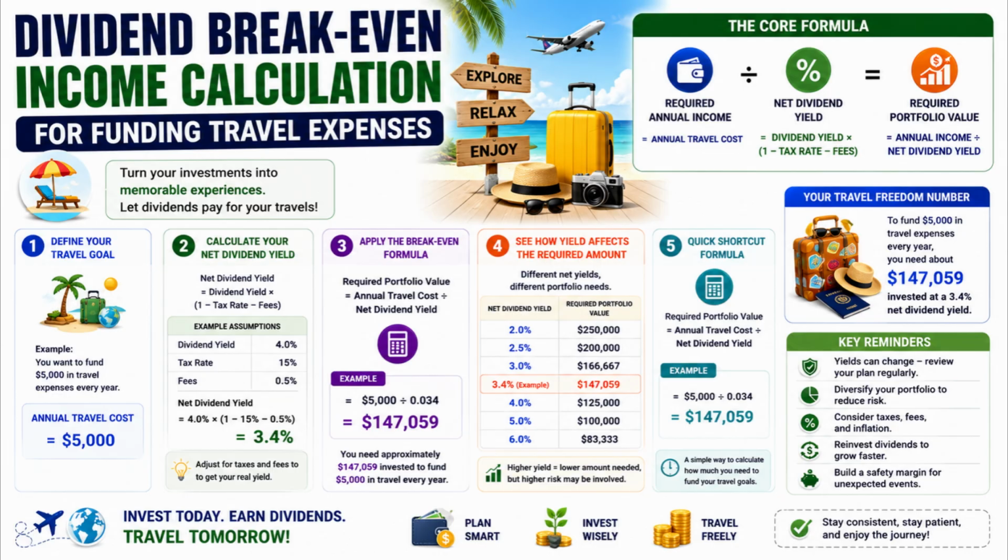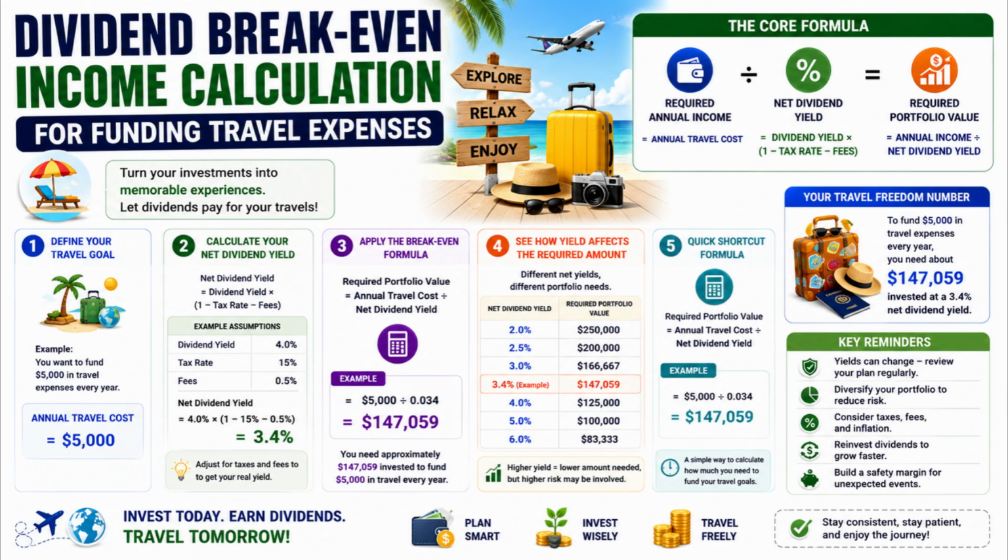Net dividend yield means the dividend yield after taxes and fees. This is important because your real income may be lower than the dividend yield shown on paper. The formula is net dividend yield equals dividend yield multiplied by 1 minus tax rate minus fees. For example, if the dividend yield is 4%, the tax rate is 15%, and fees are 0.5%, then the net dividend yield becomes about 3.4%. This means your portfolio is estimated to produce 3.4% after taxes and fees.